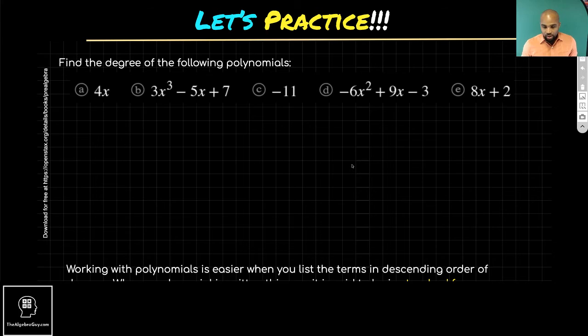All right, so let's find the degree of these polynomials. So I will pause it here, and on the scratch piece of paper on your notes page, answer this question. A, B, C, D, and E. What are the degrees of each one of these?